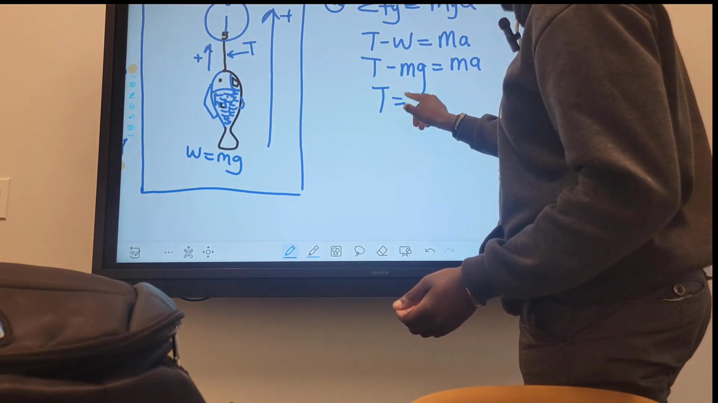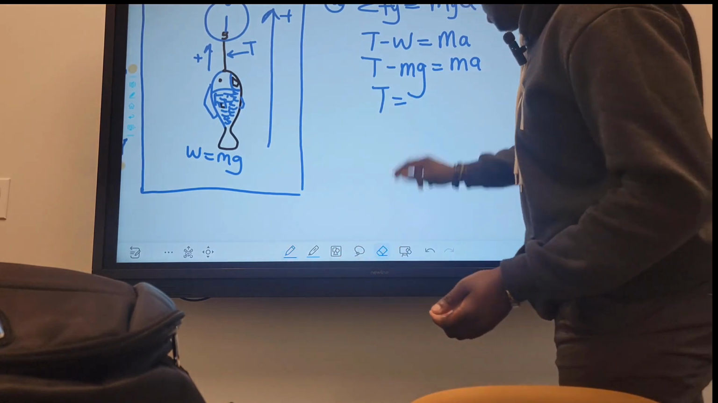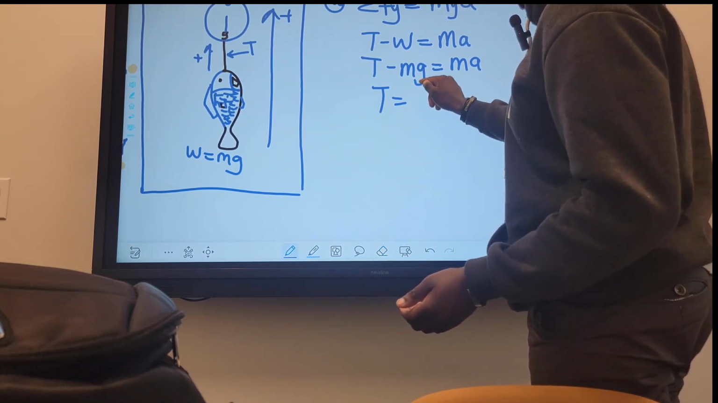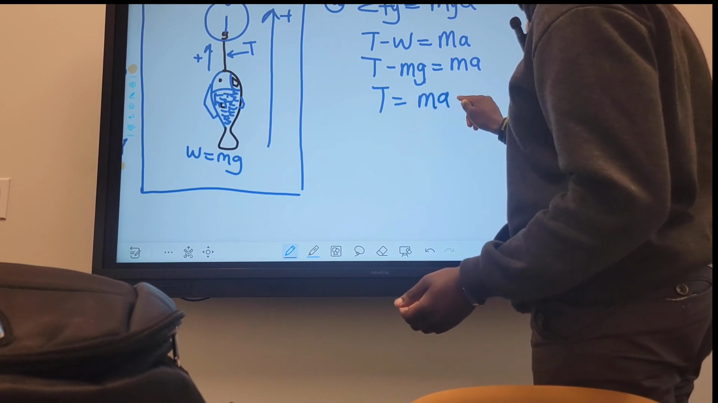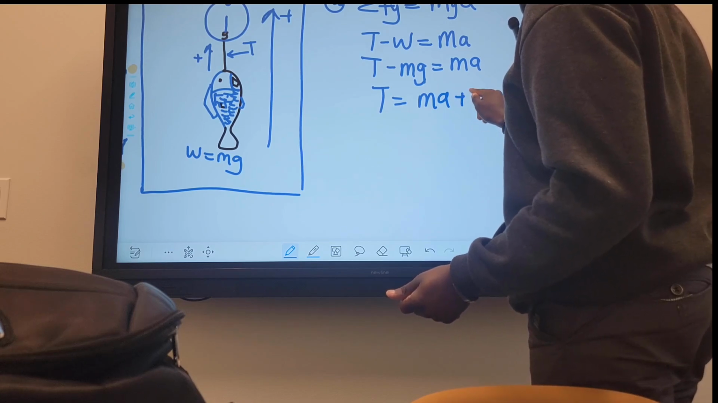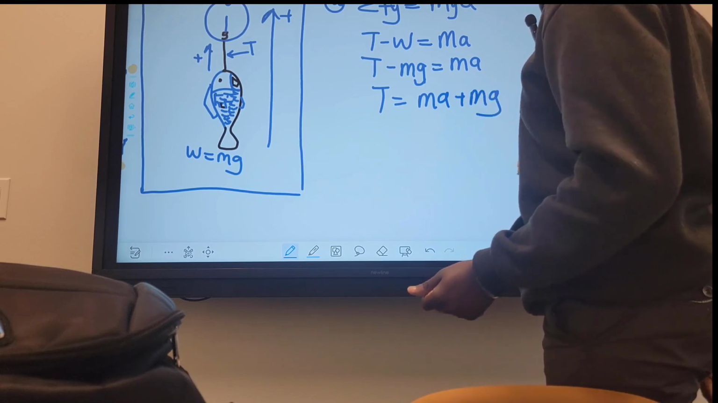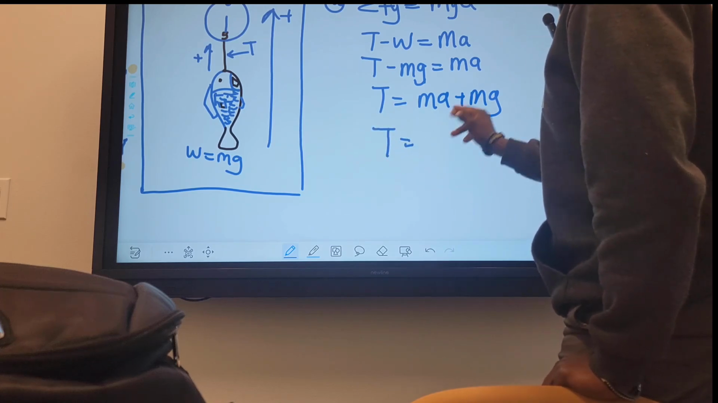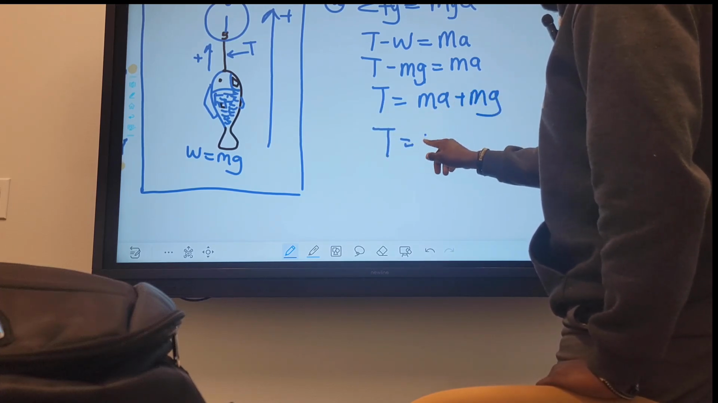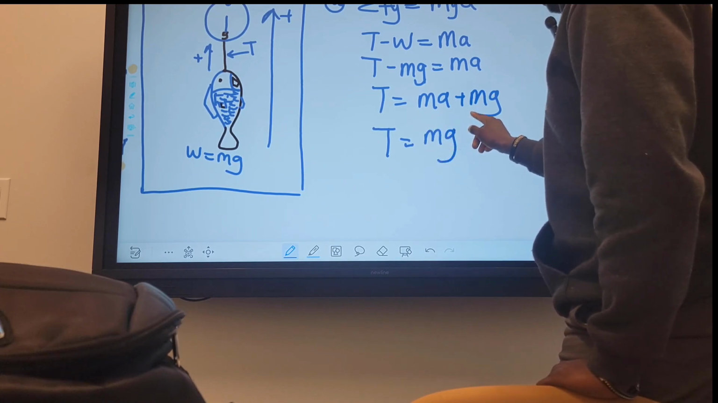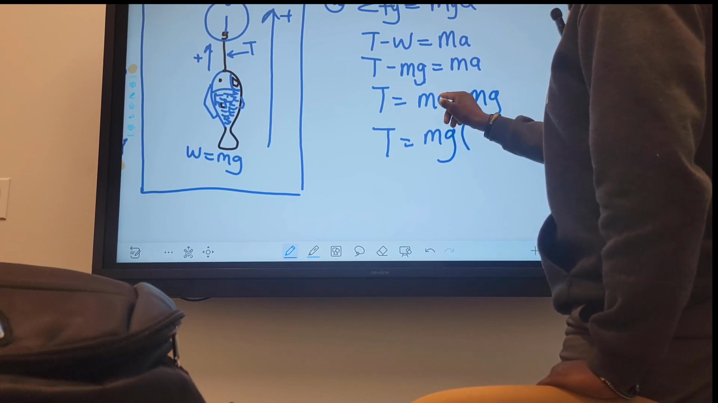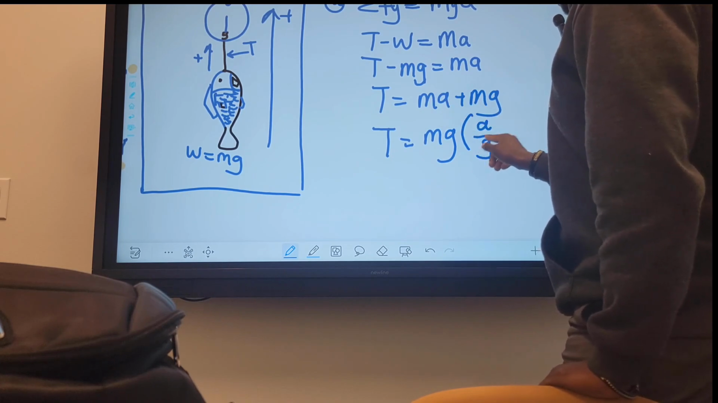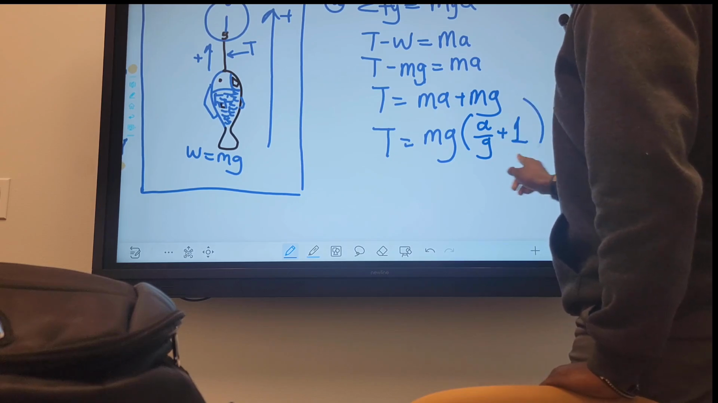So the tension will be equal to, just applying some basic mathematics here, the mass times the acceleration plus the mass times the gravitational force, which is the weight. To simplify this equation further, we can factor out mass times gravitational force, which is the weight of the fish. Then we get mass times gravitational force times the bracket, where mass obviously goes out, remaining acceleration over gravitational force plus 1.